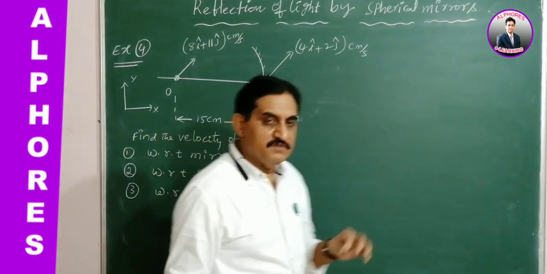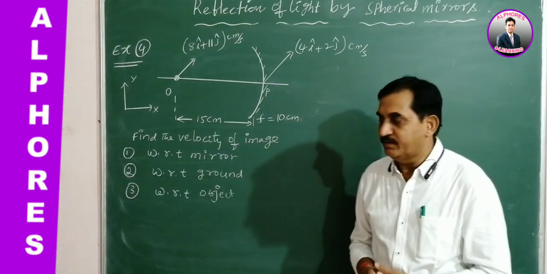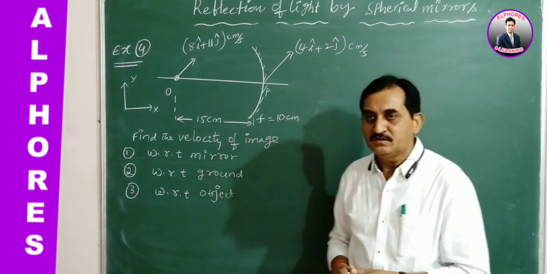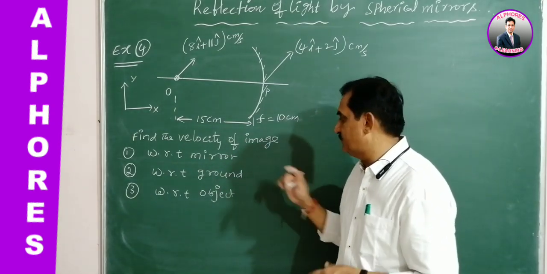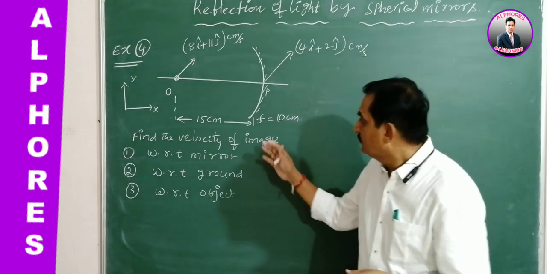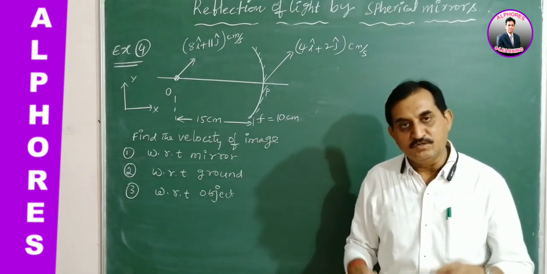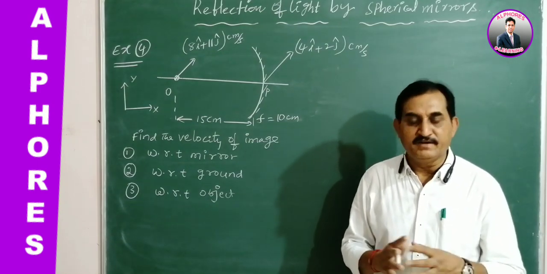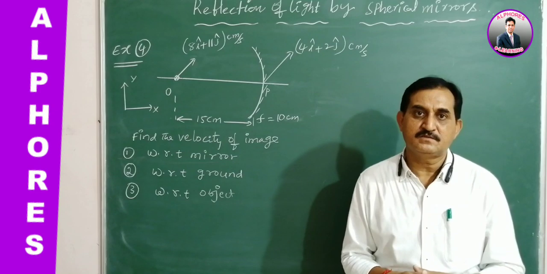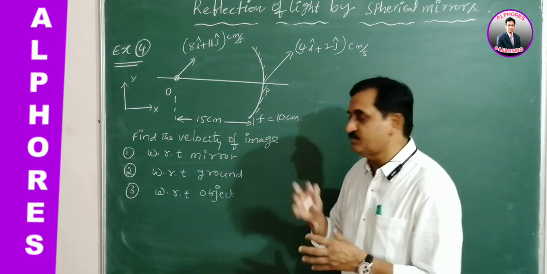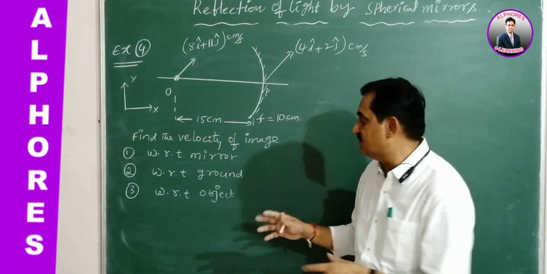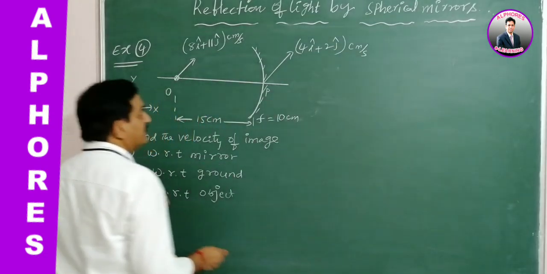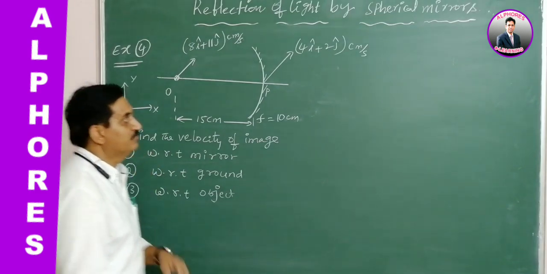See here, every problem I am solving by taking 3 cases, because once you complete every question, with respect to mirror, with respect to ground, and with respect to object, 3 varieties are completed. So definitely you will get more command and the confusions will be avoided. So that is the purpose for giving these 3 types of questions while solving a problem.